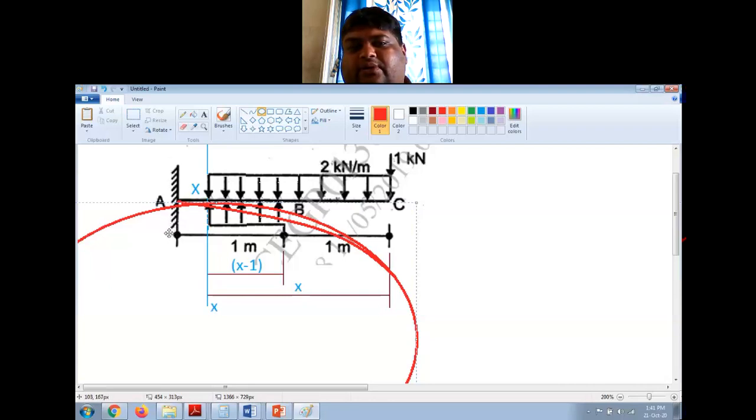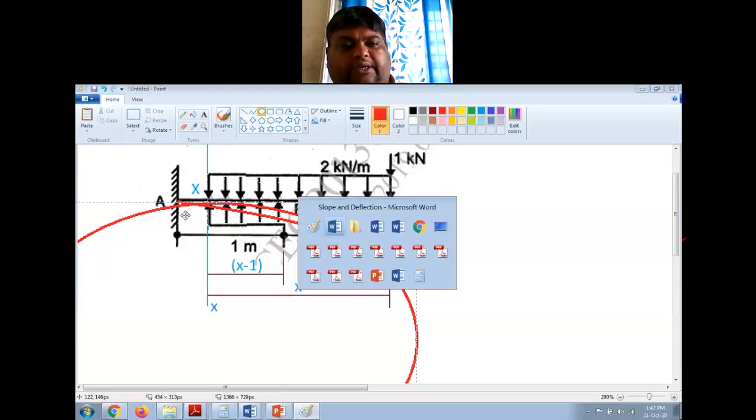Whereas in case of simply supported, we used to take the deflection only at the support is equal to 0. That was our boundary condition. For cantilever, we will take slope is equal to 0 at support and deflection is equal to 0 at support, right? So by using these two boundary conditions, we can calculate this.